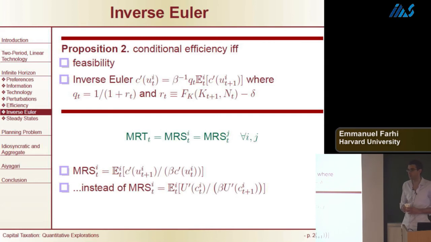I think a good way to describe the inverse Euler equation versus the Euler equation: in the usual savings problem, you have a budget of resources and you are maximizing expected utility subject to the budget constraint, and you get the Euler equation. In this problem, you have a budget of expected utility, and you're minimizing resources, expected resources. You have the same budget.